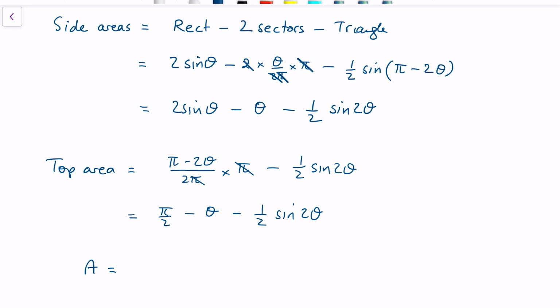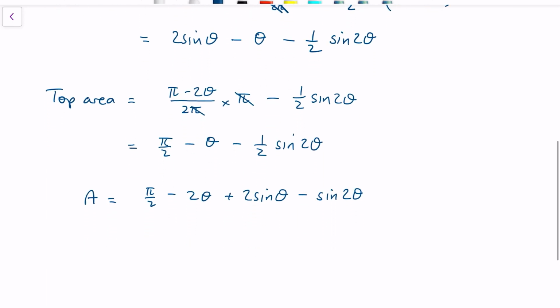So if we add those two things together, we get pi over 2 minus 2 theta, that pi over 2 sine theta, and minus 2 lots of a half sine 2 theta, so sine 2 theta. Okay, now we want to minimize this area, so we're going to set the derivative to equal 0. Derivative with respect to theta, the pi over 2 disappears, we get minus 2 plus 2 cos theta.